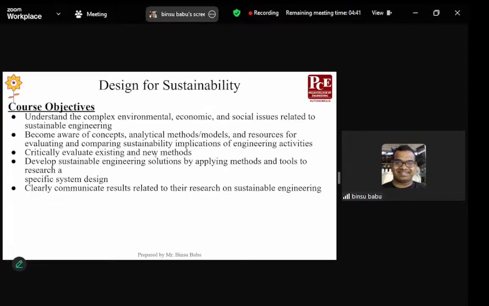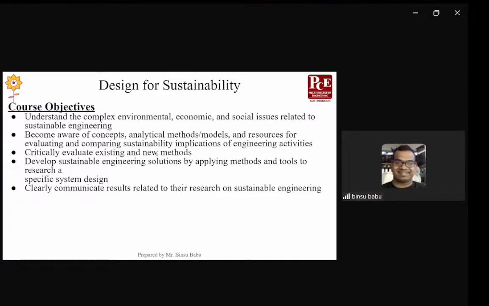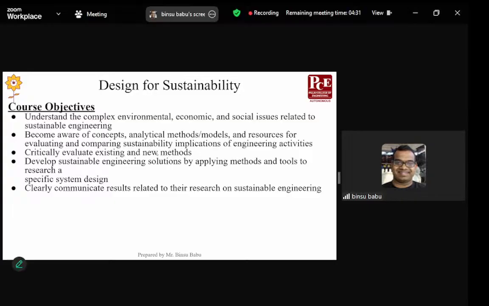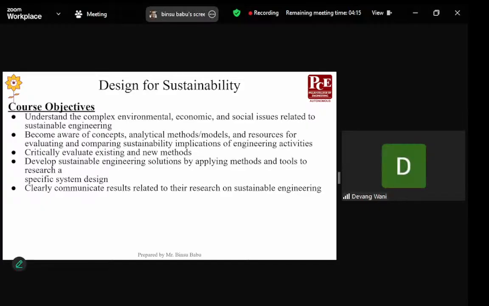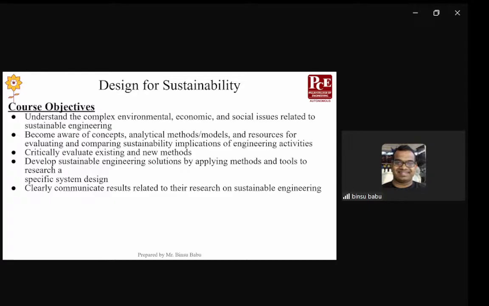First, what are the course objectives? Most of you might have been hearing this term, sustainability. There is a lot of hype regarding this term in industry as well as socially. In the course objectives, we are trying to understand how you can provide sustainable engineering solutions, how you can come up with concepts or analytical methods which can be applied for engineering applications in industries, and how you can also contribute in a sustainable way. That's what we are covering in the course objectives.